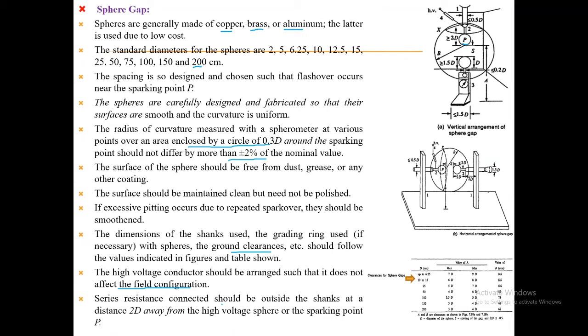The series resistance connected should be outside the shanks at a distance 2D away from the high voltage sphere or the sparking point P. Okay, as you can see over here, the distance between the external resistor and the sparking point is greater than or equal to 2D.